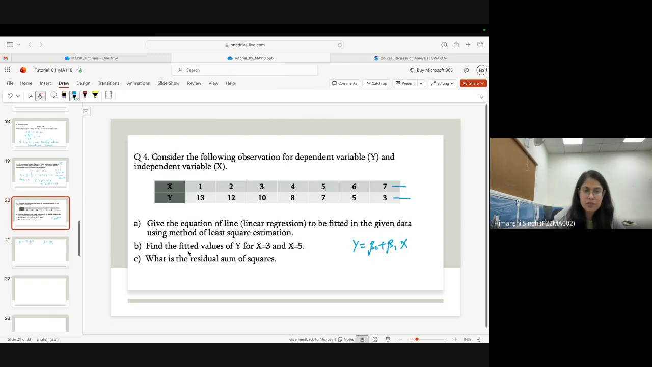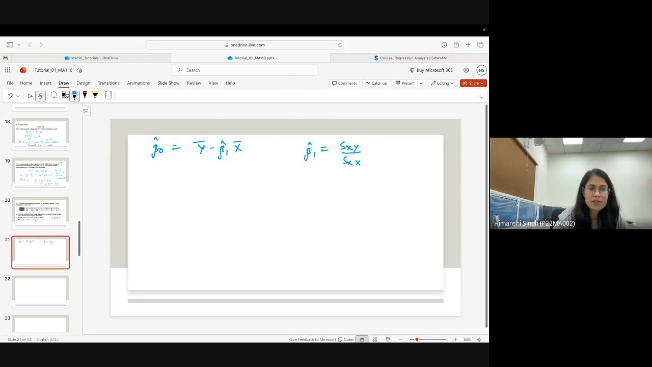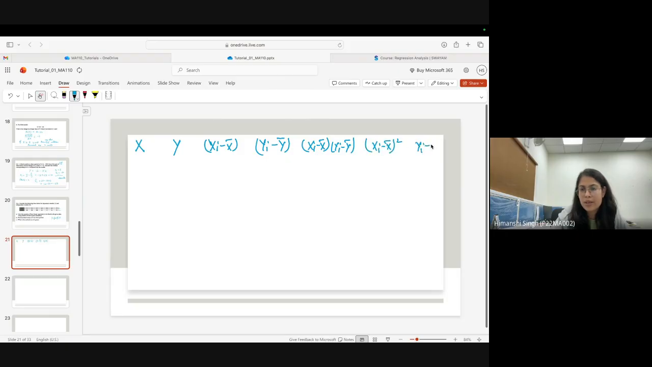So let us write this data first of all. Let me first erase this because I'll use the whole page for it. Here I have x, y, xi minus x bar, yi minus y bar, xi minus x bar into yi minus y bar, xi minus x bar whole square, and yi minus y bar whole square. So I'll find all these quantities. The x data is 1 till 7.